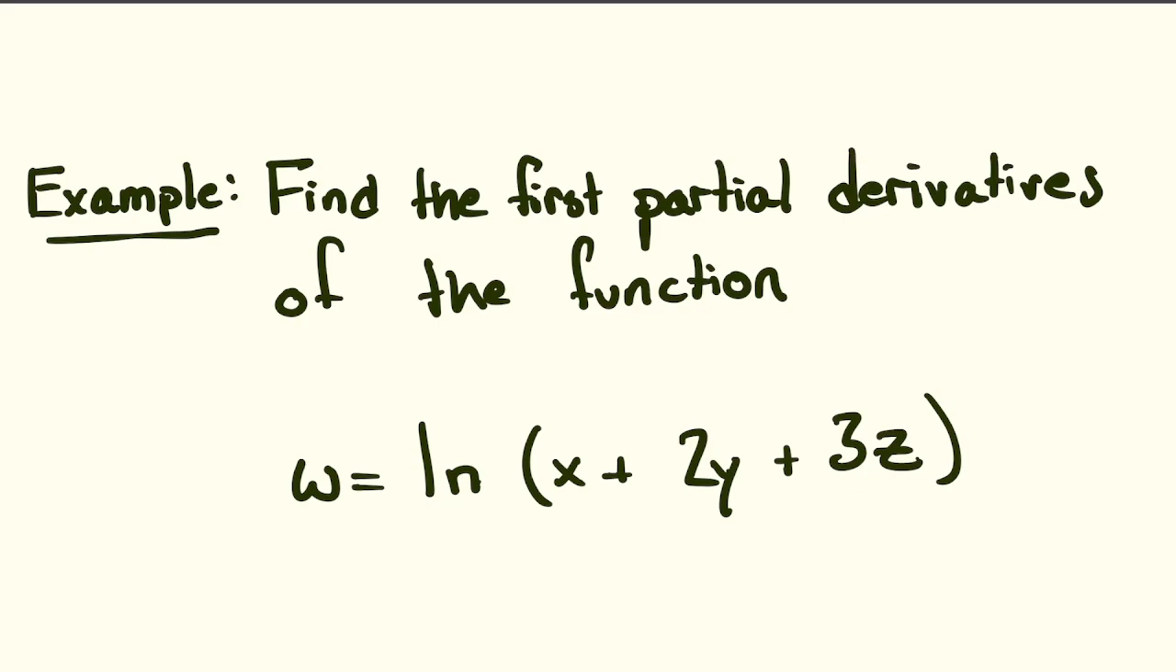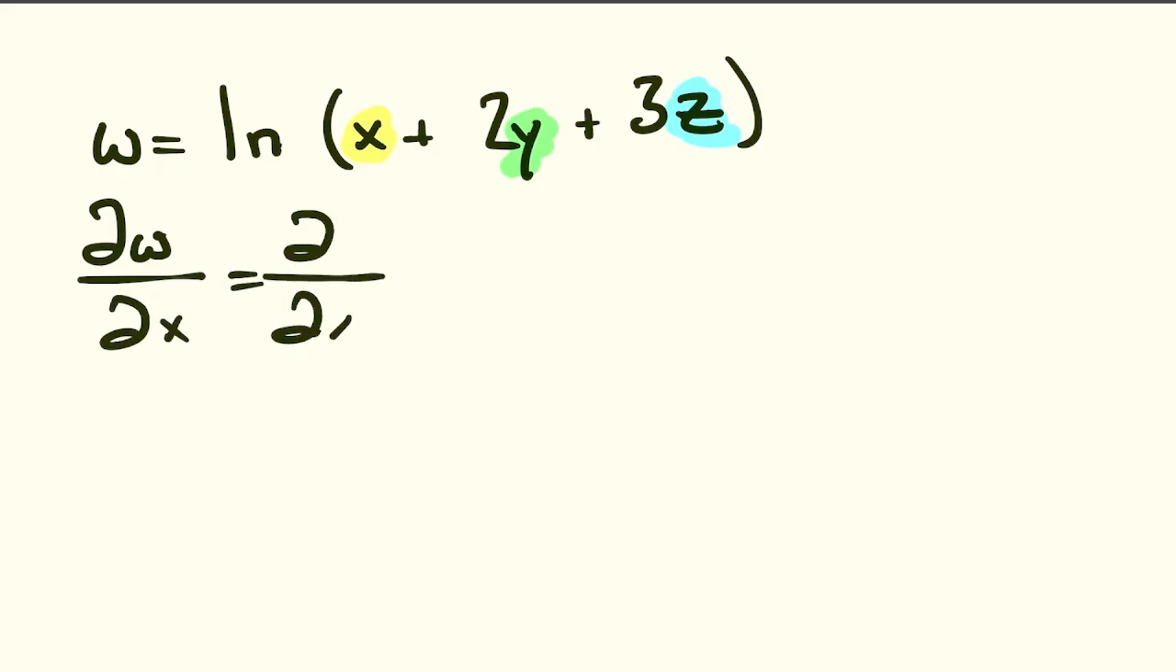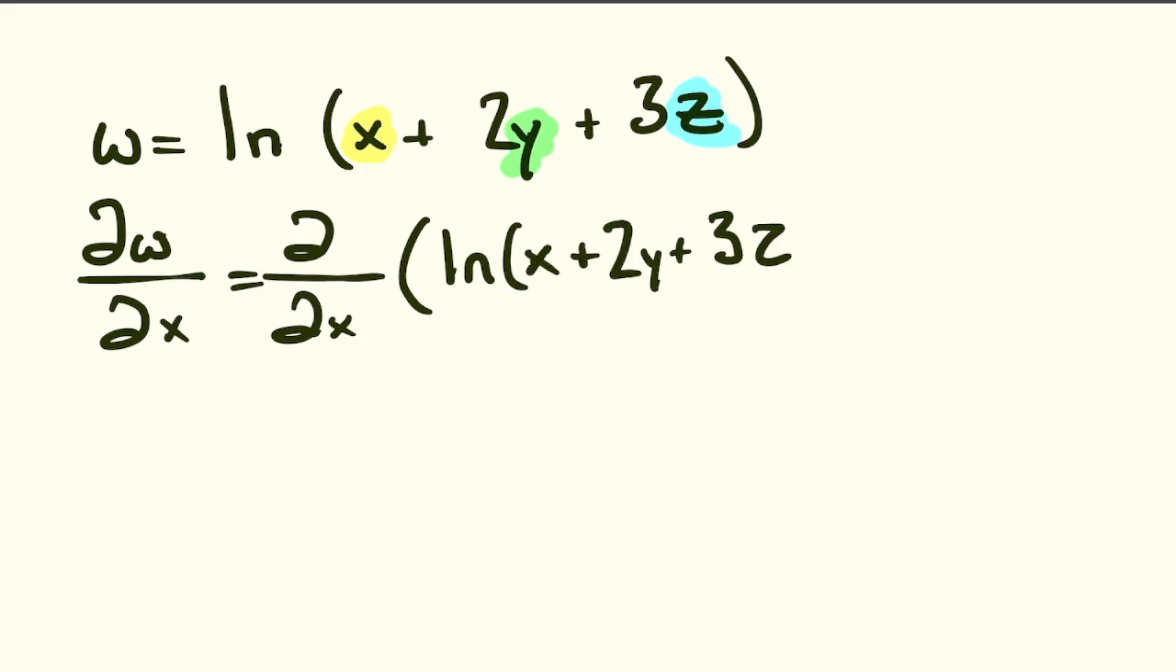In this example, we're going to take the first partial derivatives of our function, where w is equal to the natural log of x plus 2y plus 3z. All right, so when we look at this, we notice that we have the variables x, y, and z. So those are the three things that we are going to take the derivative with respect to. Let's start off with the partial derivative with respect to x. And I'll just write it out with respect to x of our equation here, plus 2y plus 3z.